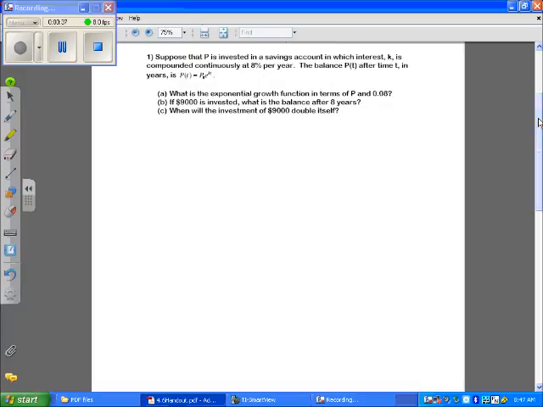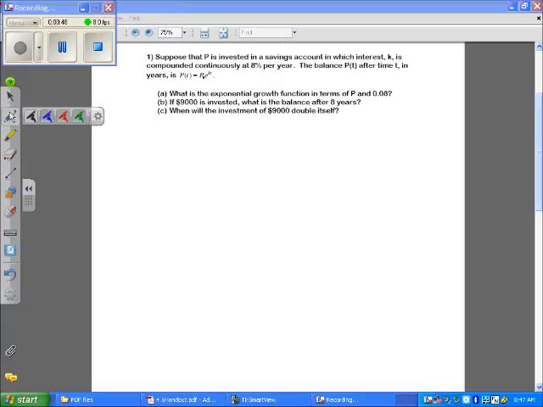Just move this down here. Okay, so here's our example. The first part says, what is the exponential growth function in terms of P, which is the amount that you put in, and 0.08? Okay, so let's read our problem first.